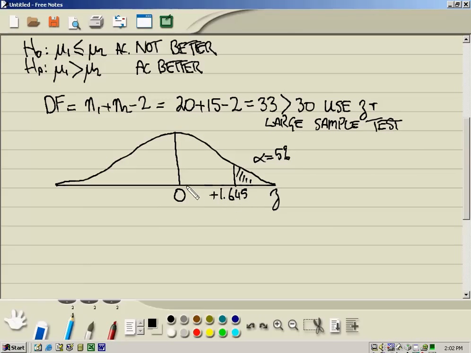Alright, a quick version of the decision rule. If the z-calc is less than or equal to the positive 1.645, it's possible the accounting majors are not better. If the z-calc is greater than the positive 1.645, it's likely the accounting majors are better.